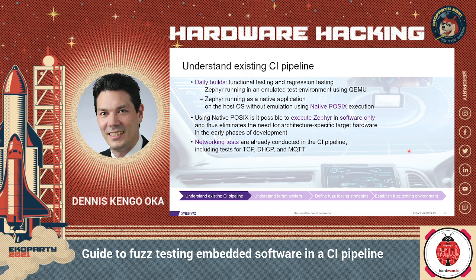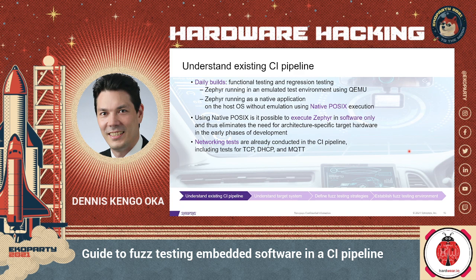So using Zephyr as an example, we'll talk about these 4 different steps that I mentioned. The first is to understand the existing CI pipeline. Here we have daily builds where functional testing and regression testing is performed. Zephyr is running in an emulated test environment using QEMU.